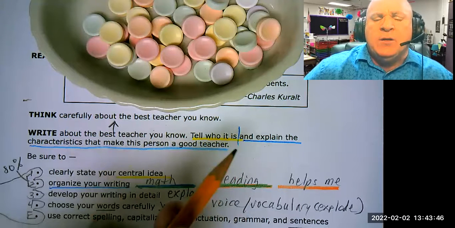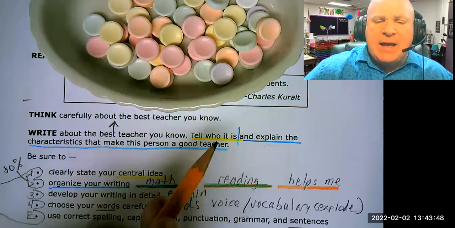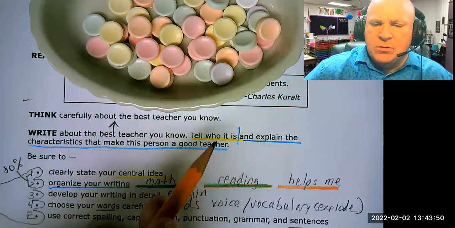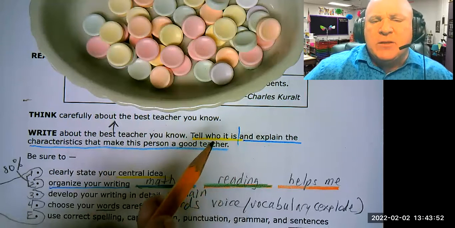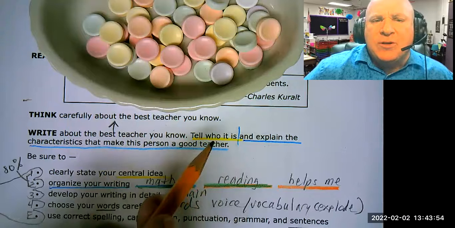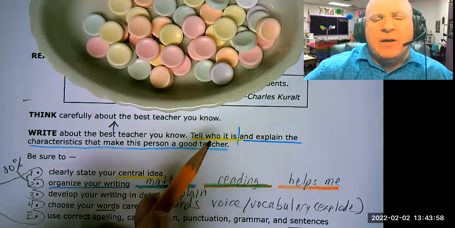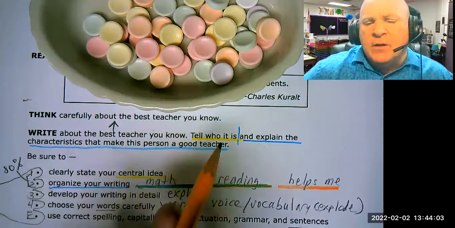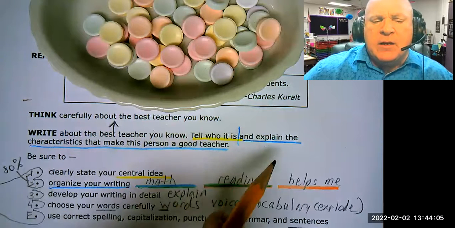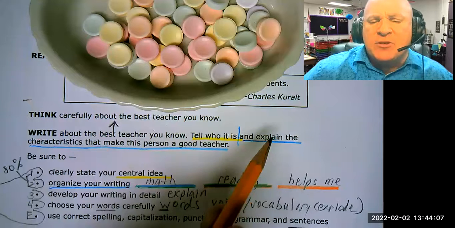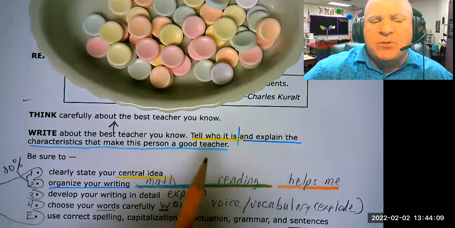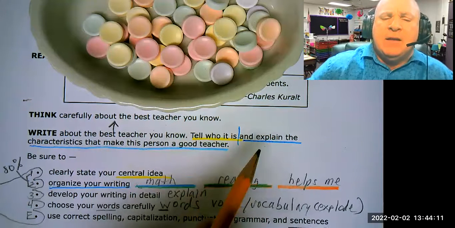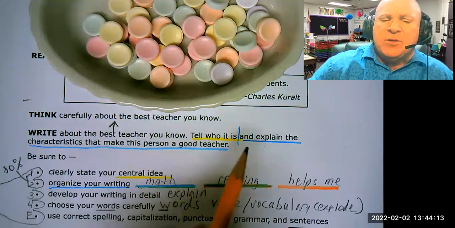And so the first part, get the 1, tell who it is. What is the answer to the question? That usually means you might want to give that teacher a name, turning a common noun into a proper noun. The second portion, in order to get a 2 or higher, explain the characteristics. Don't just give me lots of reasons and lots of examples. Explain the characteristics that make this person a good teacher.